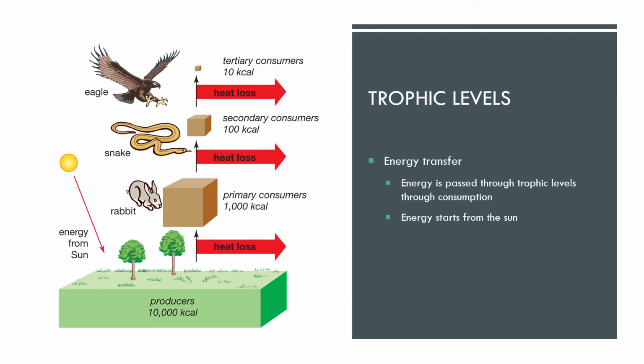Producers start from the sun. So the sun is going to give off energy. Plants are going to produce energy from the sun. So in this example, it's producing 10,000 kilocalories. So it's producing a lot of calories. What's going to happen is the rabbit is going to eat a producer. They're only going to get a little bit of that energy. From 10,000 calories, they're only going to get 1,000 calories. It's what we call the 10% rule.